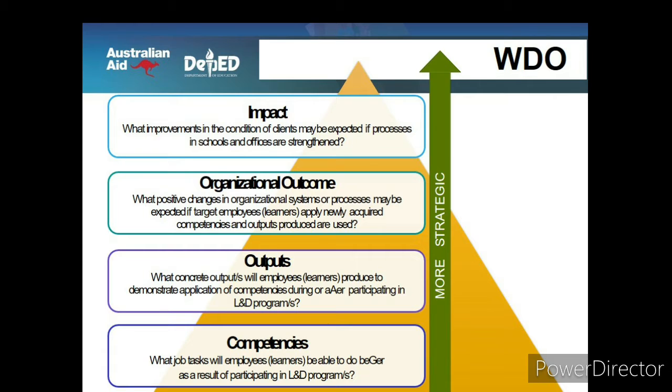Under workplace development objectives, there are 4 levels on the hierarchy of objectives. And these are the competencies, outputs, organizational outcome, and impact. These 4 levels are more strategic in nature. Hence, they are more applicable to the long-term goals of the organization.